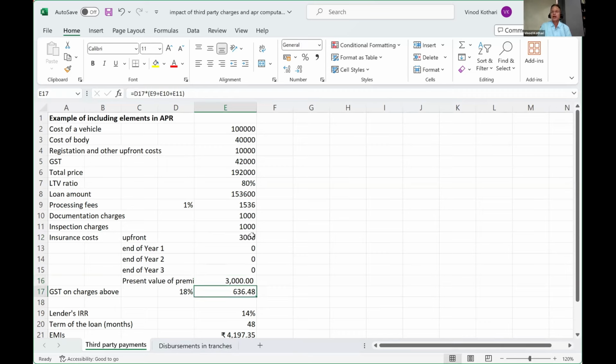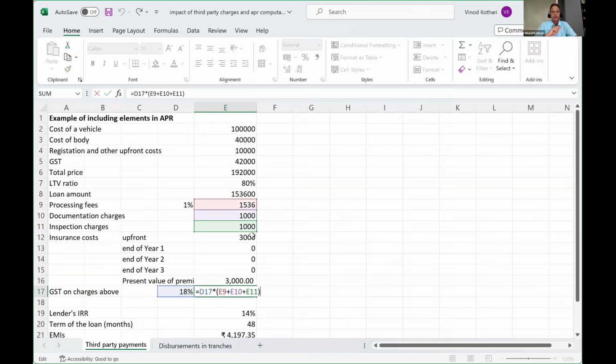And on the charges, whichever charges you're imposing, including the insurance cost, the inspection charges, documentation charges, processing fee, there is a GST. There's no GST on the interest, but anything other than interest, there'll be a GST. So you're charging 18% GST on each of these other costs. Which other costs? These costs. You are charging GST on each of these costs.